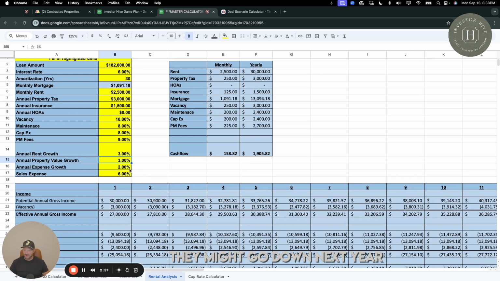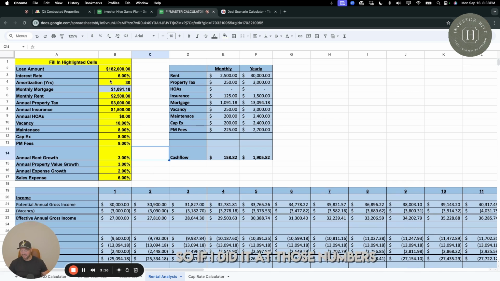Sure, they might go down next year, but they'll skyrocket up another year. So don't get too hung up on these numbers. They're just for your projections out. And then sales expense, I have that at 6%. That should essentially cover the 5% in the agents, and then 1% in closing fees is what that calculates there.